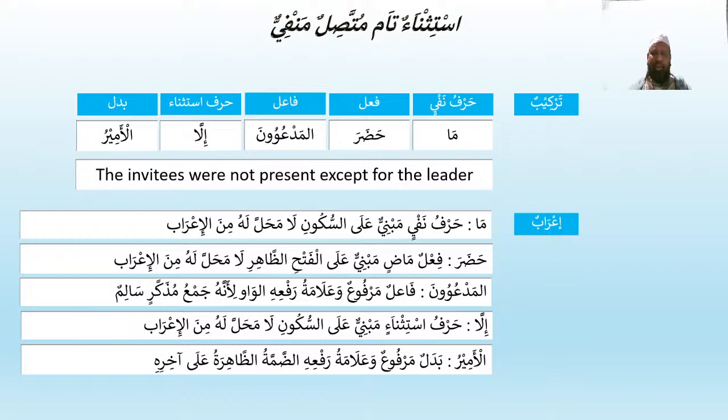Then we need to see, is the jumla manfi? See if there is any harf nafi there. Yes, number two matches. Then look, number three, is it muttasil? Muttasil means the mustasna is part of mustasna minhu. If all these three conditions match, then we are allowed to make the mustasna mansub or follow the al-mustasna minhu.